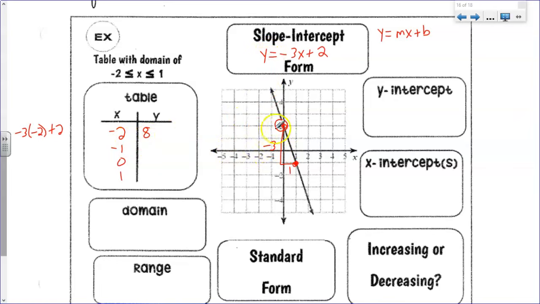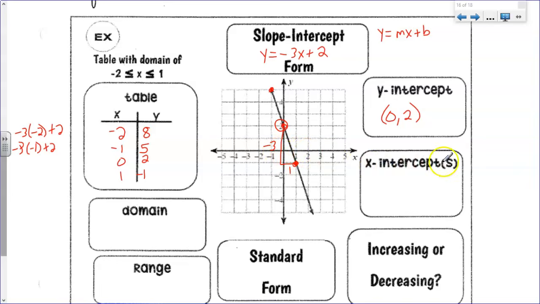At negative 1, I can look in here, so we have negative 3 times negative 1 plus 2. That's going to be 3 plus 2 is 5. And I can see that on the graph right there. And then 0 we know is at 2, and 1 is at negative 1. So I can get it from reading the graph or plugging it into the equation. Okay, my y-intercept we know here from the equation or the graph is at (0, 2). The x-intercept is going to be a fraction between 0 and 1.